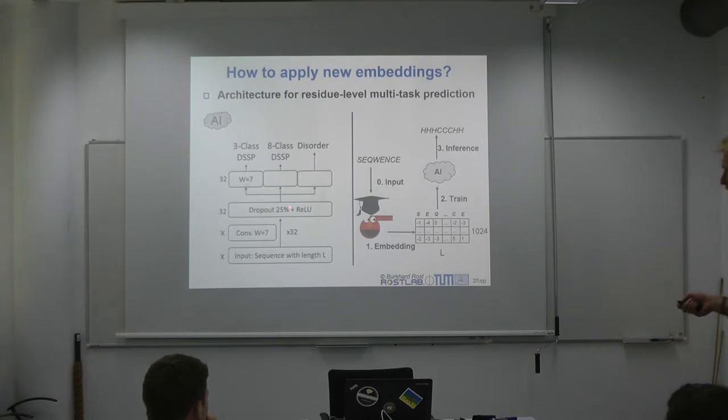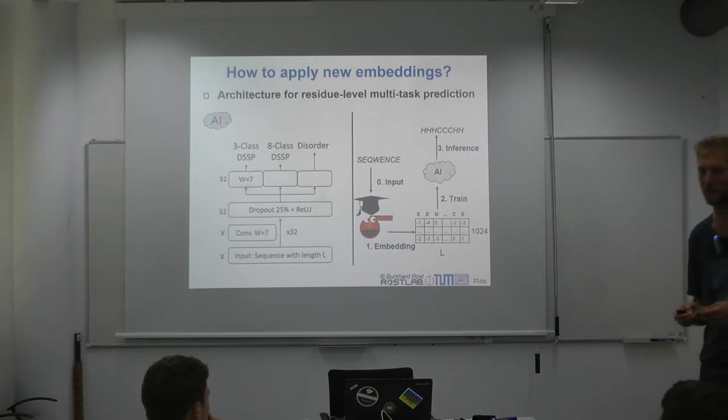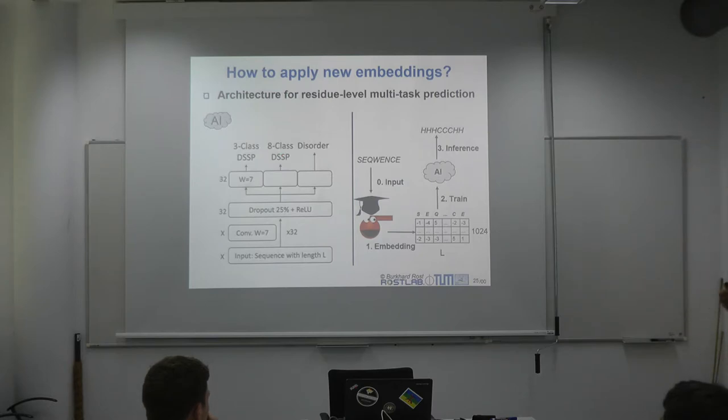And then we do something which is called dropout, and we apply a nonlinearity, a ReLU in our case. And based on this intermediate representation, we now do a multitask prediction. So we do not only want to predict secondary structure in 3 classes, but we also want to predict secondary structure in 8 classes. The 8 classes are just a more fine-grained description of the secondary structure, where we have the different flavors of secondary structure in there. And we also want to predict whether a given residue is disordered or not. So we trained these 3 tasks in parallel, basically.